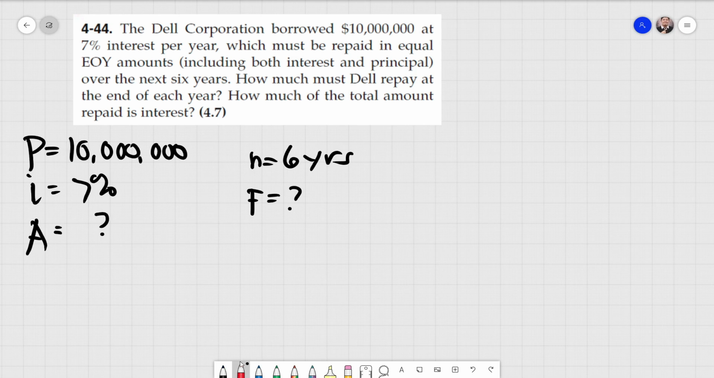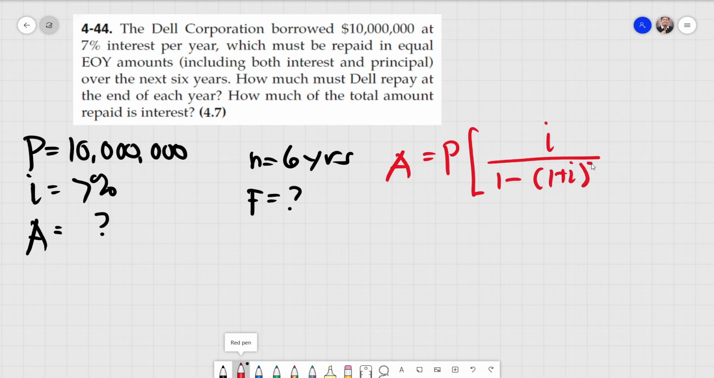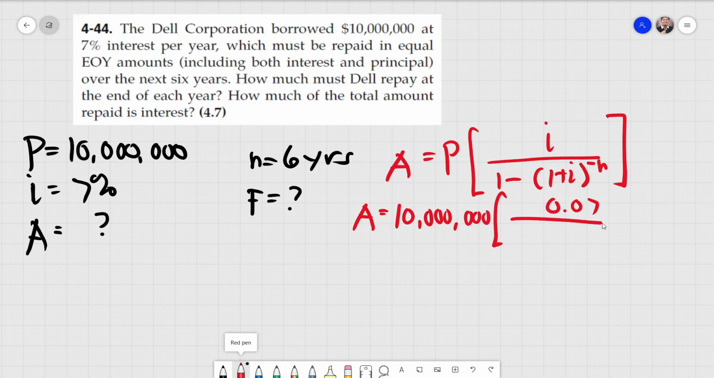So we have A is equal to the present worth times I all over 1 minus 1 plus I raised to negative n. So, we have the present worth. This is 10 million. Then, interest rate ay 7%. That is just simply 0.07 all over 1 minus 1 plus I. That is 1.07 raised to negative n or raised to negative 6. Okay? I-plug natin sa calculator yan kung ilan.